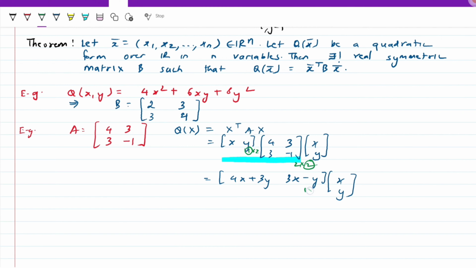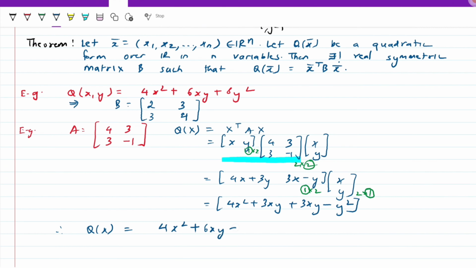Now we have a row vector multiplied by a column vector, so the result is going to be a 1 by 1 matrix, which is just a single entry. So it is going to be 4x square plus 3xy plus 3xy minus y square. Thus we can see that the quadratic form of x can be written in the form of a function instead of a matrix. It is going to be 4x square plus 6xy minus y square. Now, if you compare this example with the earlier example, I just want to tell you how we can go vice versa without going through each and every step.